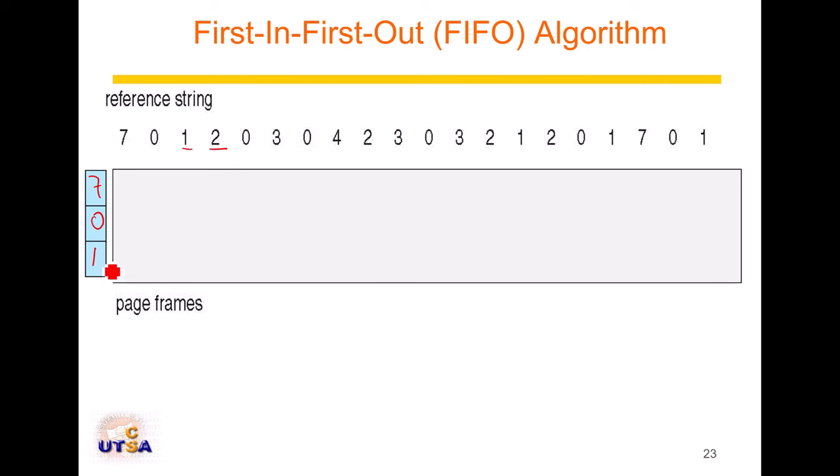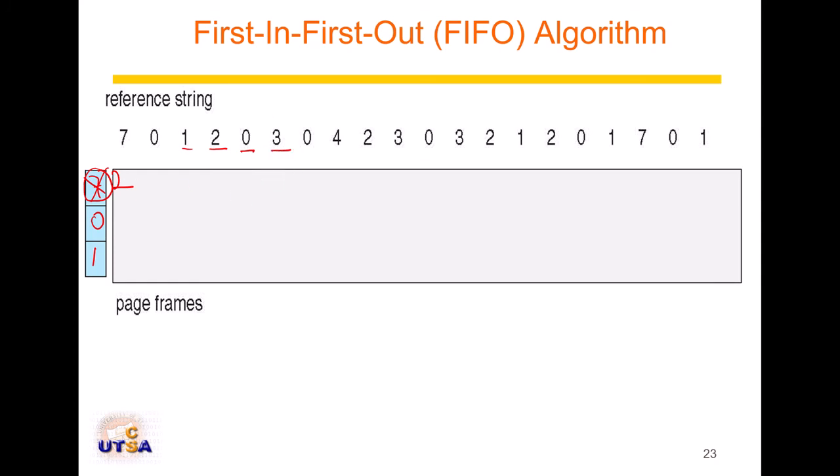So I need to kick out one of these frames, and the question is which one. According to the first in first out algorithm, the oldest, the earliest page needs to be kicked out, and in this case it was this one. Now this will be replaced by 2. Then the 0 is already here, we don't need to make any changes, so 0 is there. And when the 3 comes in, which one are we going to remove?